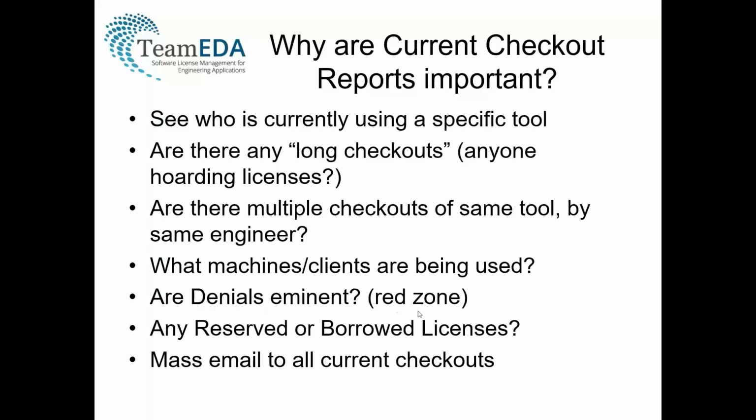You'll also see whether denials are imminent. So anywhere in those red zones where you have almost at capacity or at capacity, those are most likely licenses that could be receiving denials. So you may want to use these current checkout reports to identify potential denial on any of these licenses.